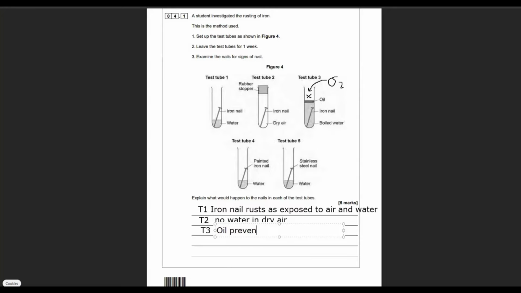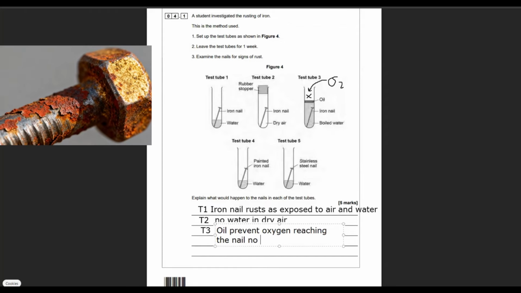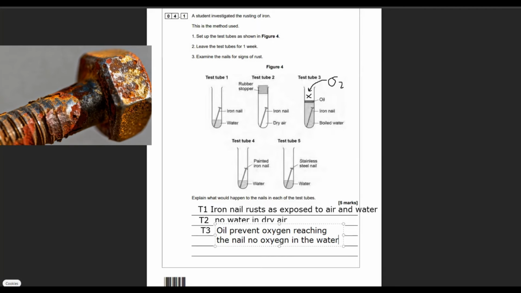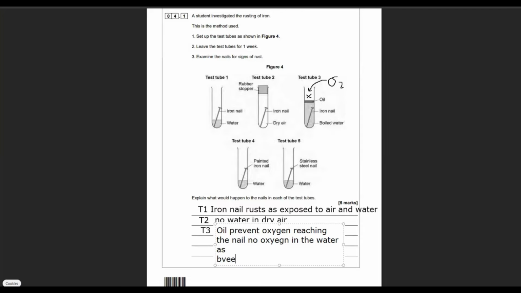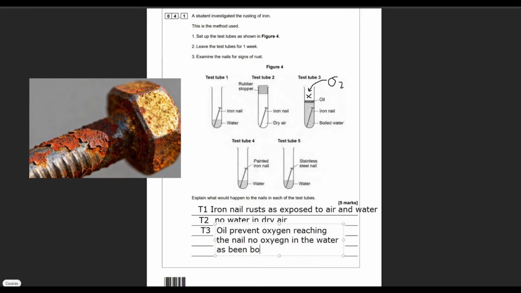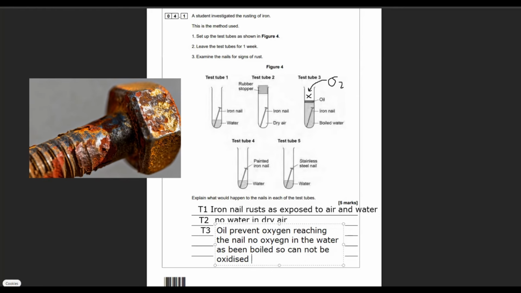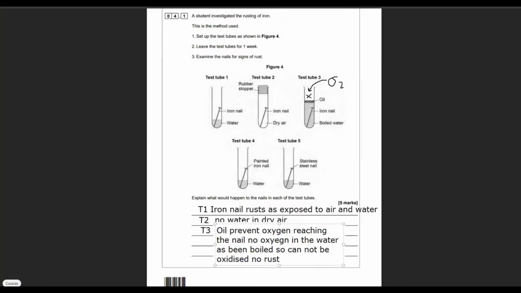Oil prevents oxygen reaching the nail. No oxygen in the water, as it has been boiled, so it cannot be oxidized, no rust. So essentially, I've laboured that out a little bit.